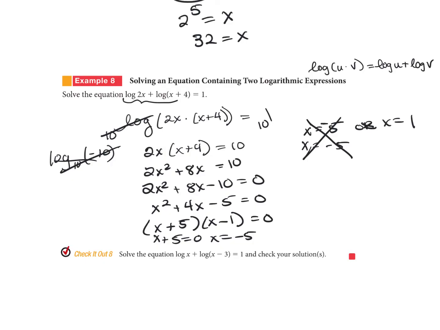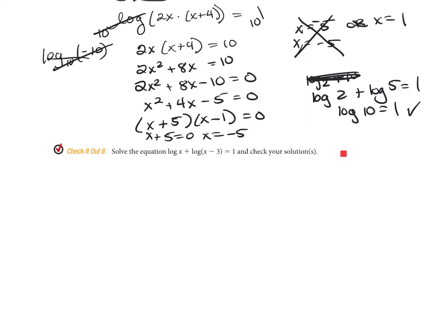But the 1 works. Common log of 2 plus the common log of 5 equals 1. Well, that's the common log of 10, which does equal 1, so that checks out just fine. So x equals 1 is your solution there. Again, make sure you check your solutions. I often get extraneous solutions for these, so make sure you're always checking. Let's pause this one and see how you do.